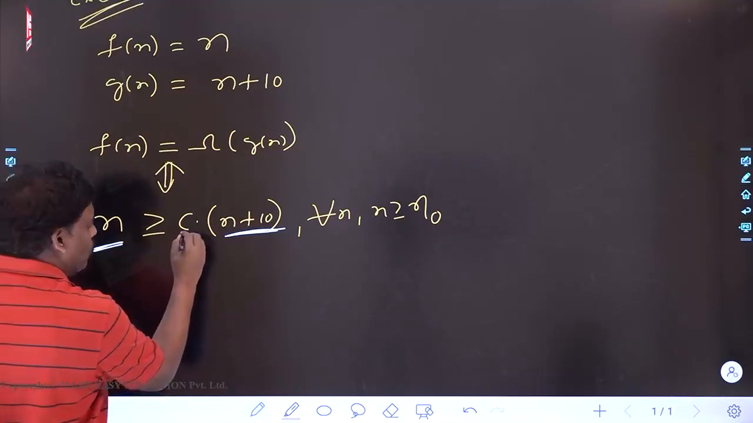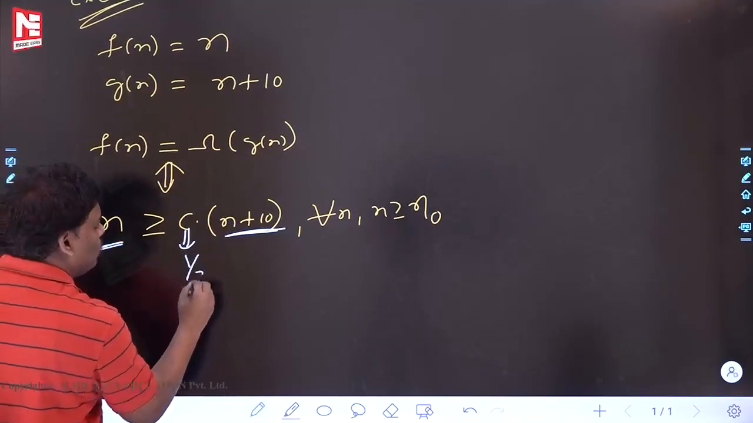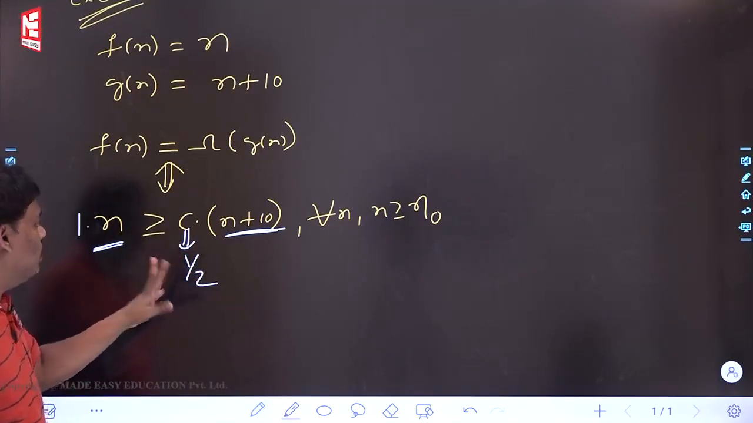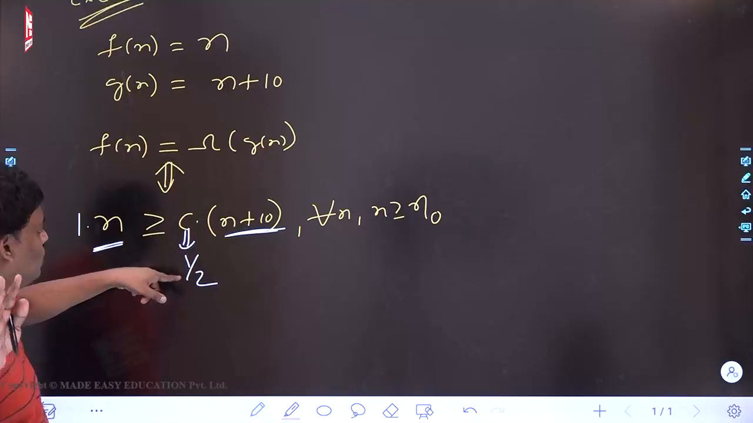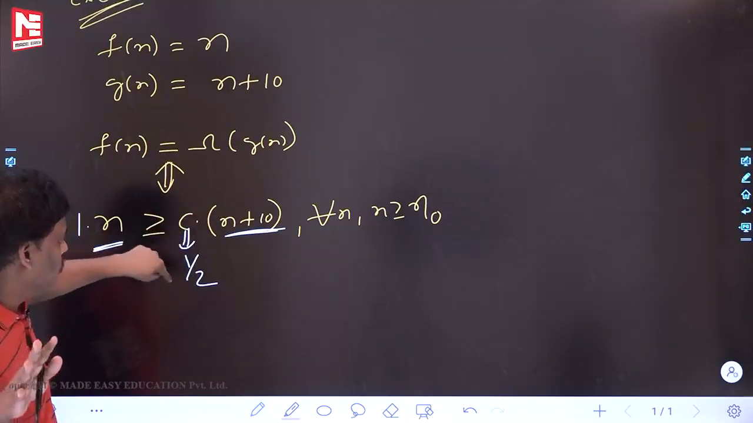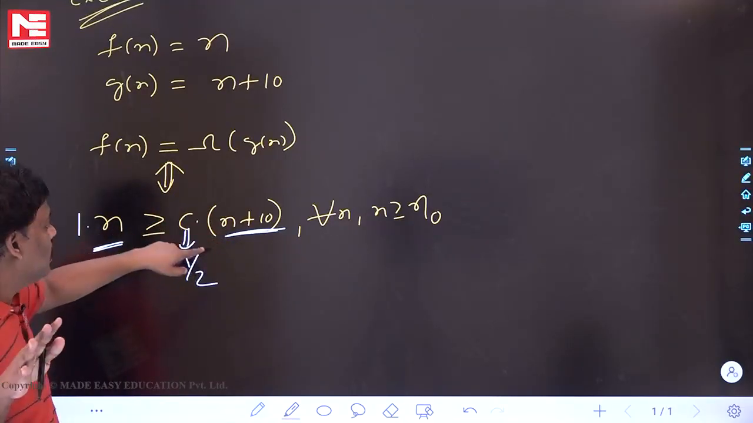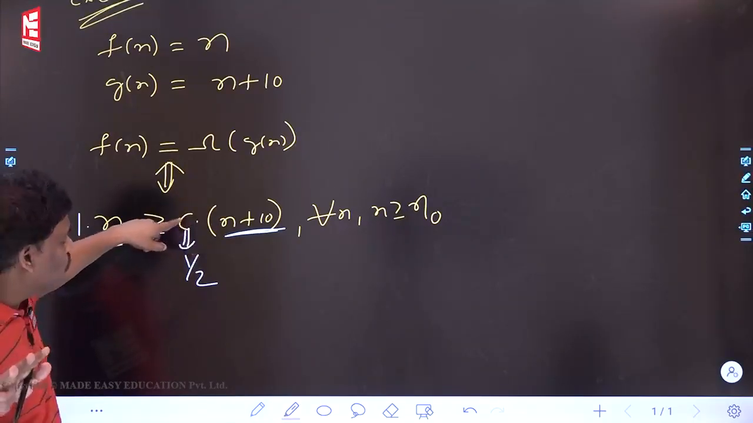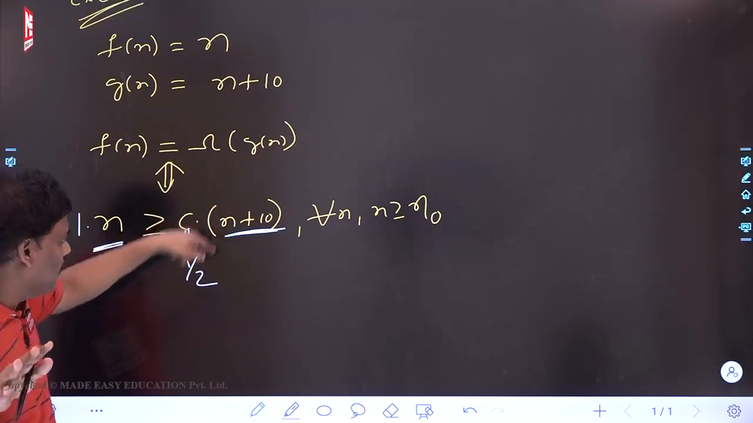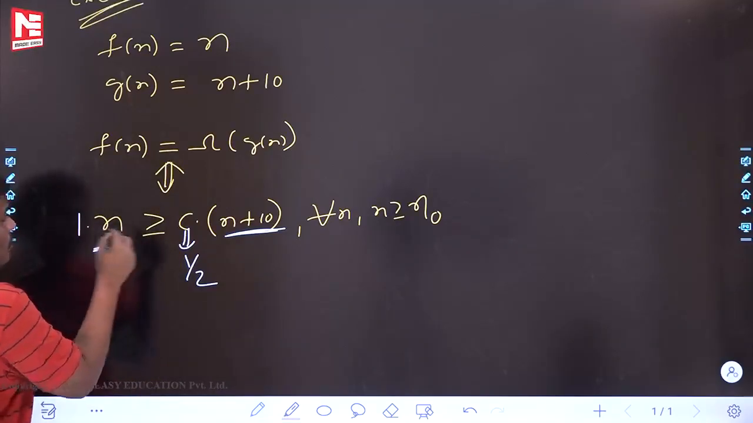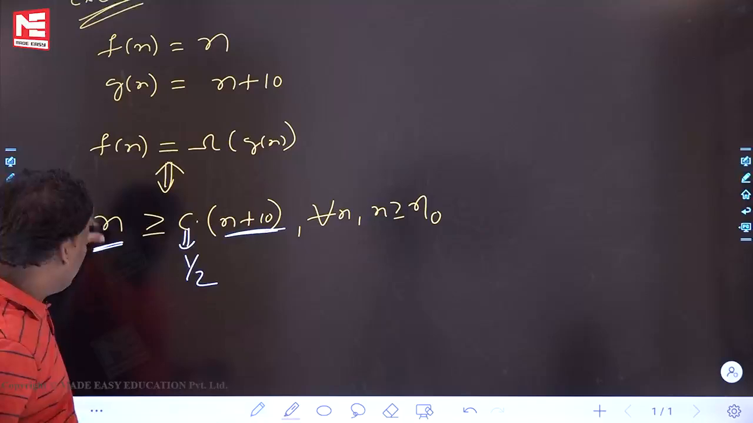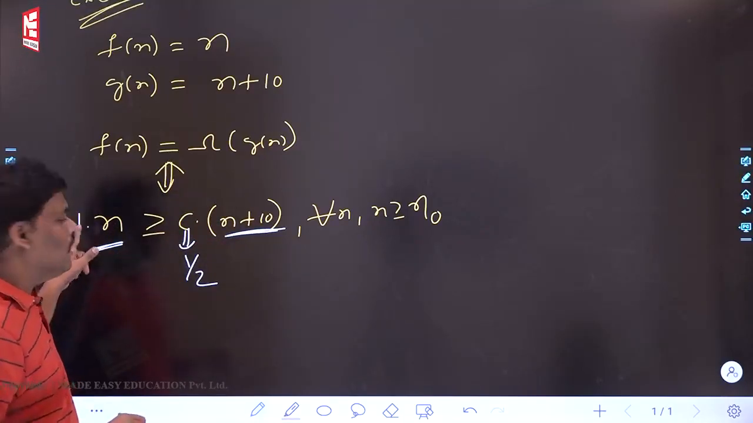Some people are asking, sir, how? Nothing there. C is equal to 1 by 2, you write. Some people are asking, sir, how will you take C as 1 by 2? If you take C as 1 by 2, it will become C into n plus 10, so n by 2. This is full n, this is half n, definitely left is bigger.